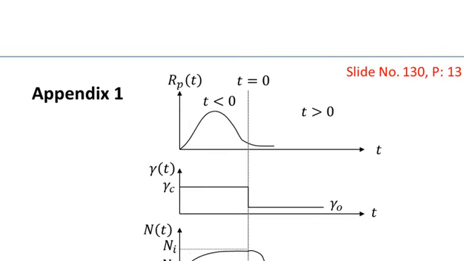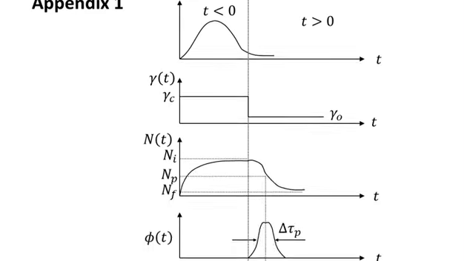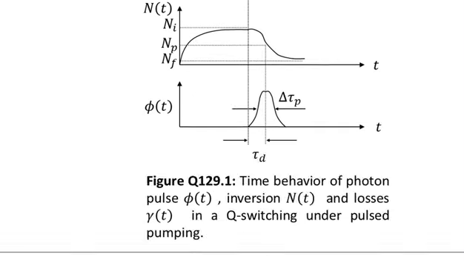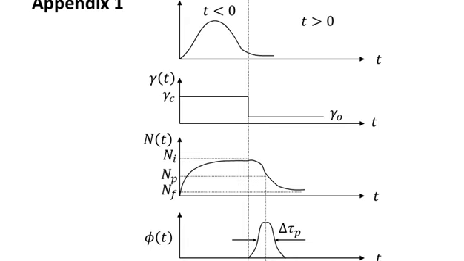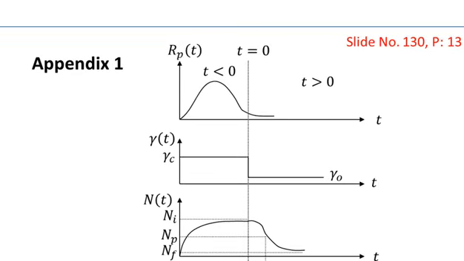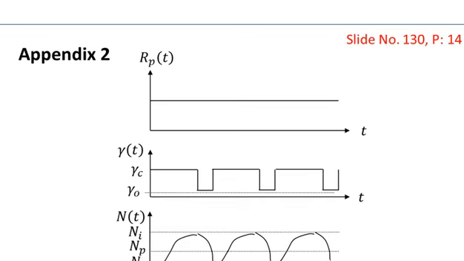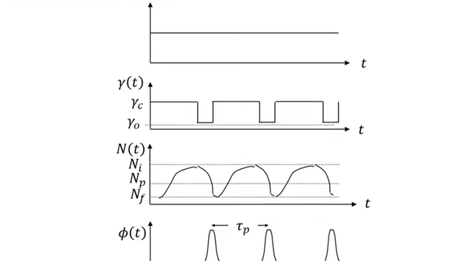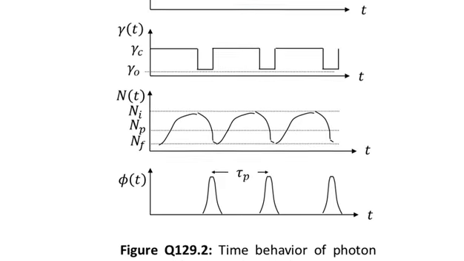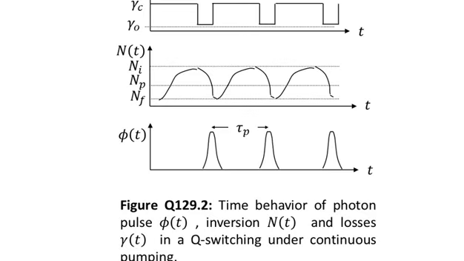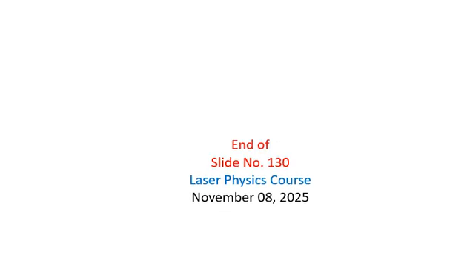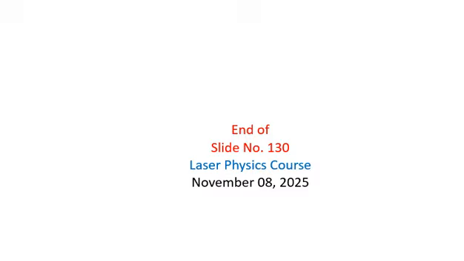Even we can also find the energy utilization factor for the continuous pump rate case. And we included in appendix 1 figure number 1 from slide number 129, which is valid for the pulsed case, pulsed pump pulse, and for the continuous pump rate, which is constant with time. We have also discussed the mechanism using figure number 2 from the previous slides. So this is the end of slide number 130.